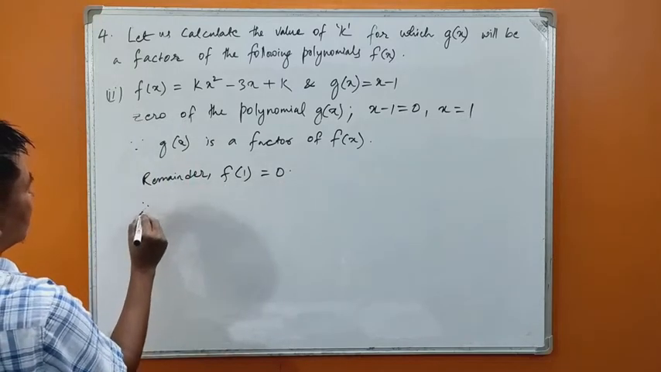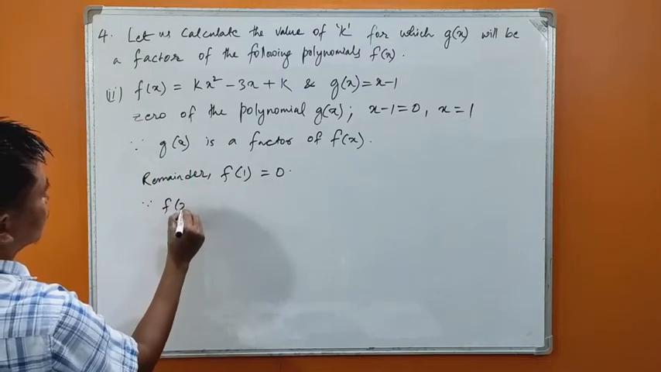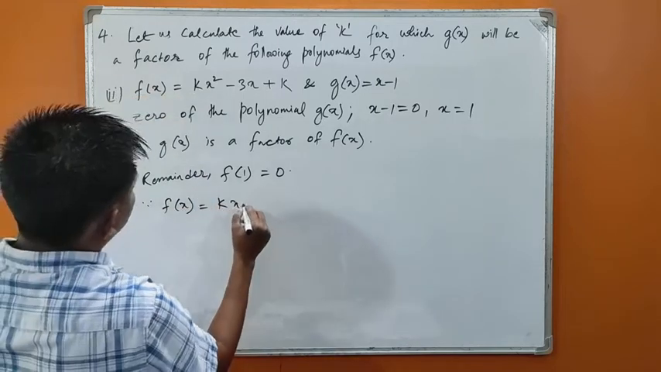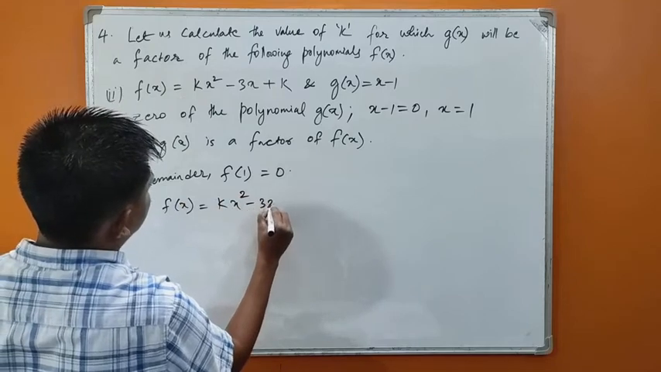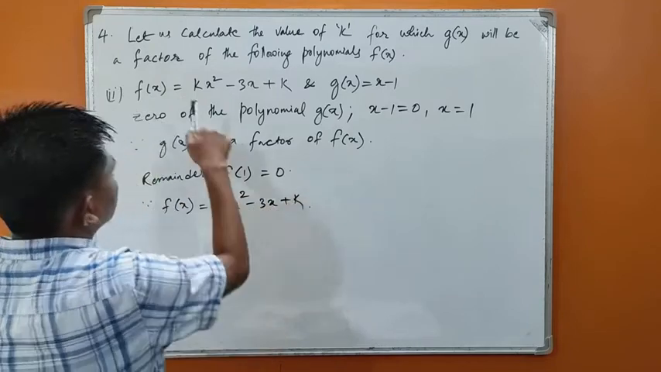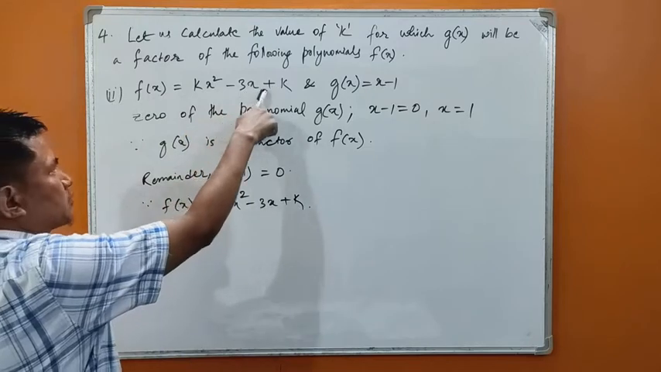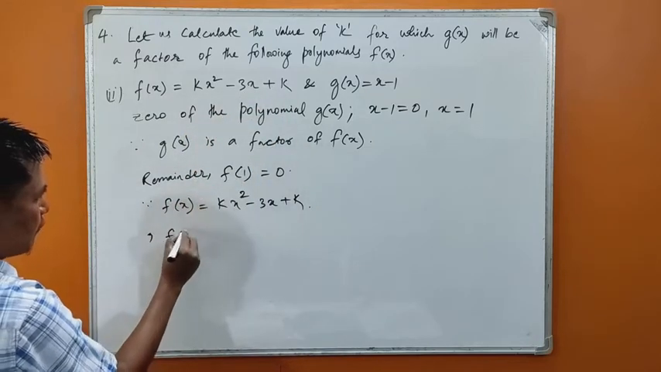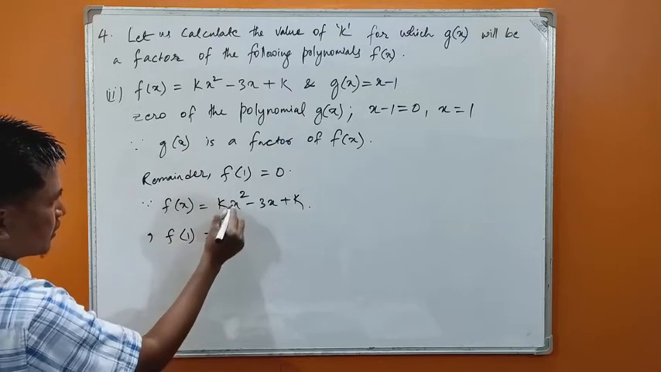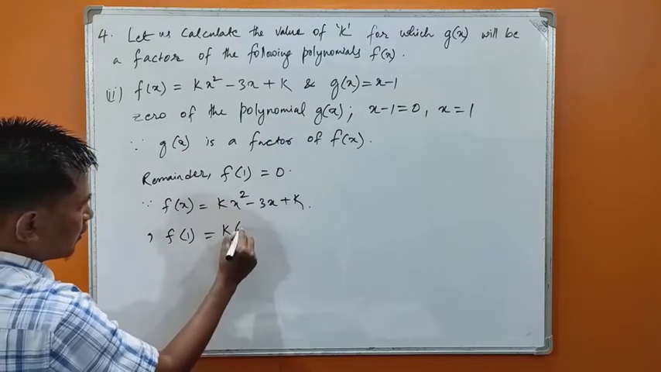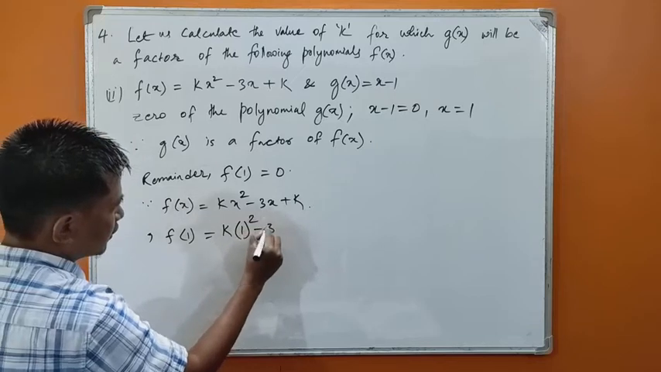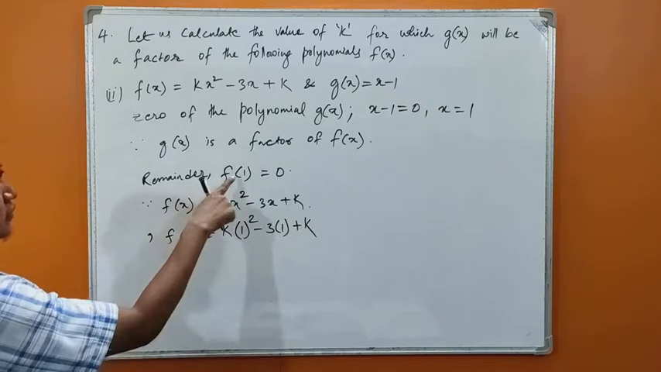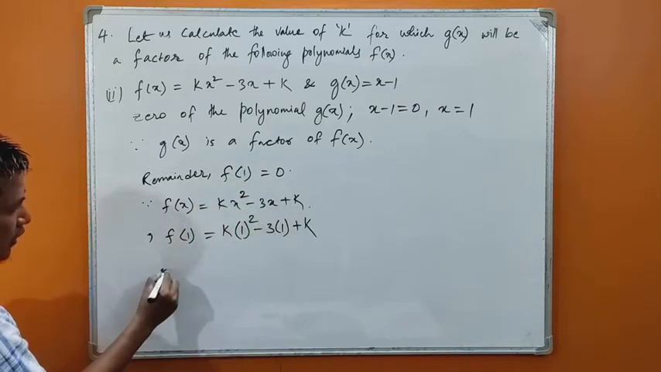Now since we have fx equals to kx square minus 3x plus k, isn't it? Fx equal to kx square minus 3x plus k. Now remainder will be f1, so f1 equals to, instead of x we write 1, isn't it? 1 square minus 3x means 1 plus k, and f1 is 0. Instead of f1 I write 0.